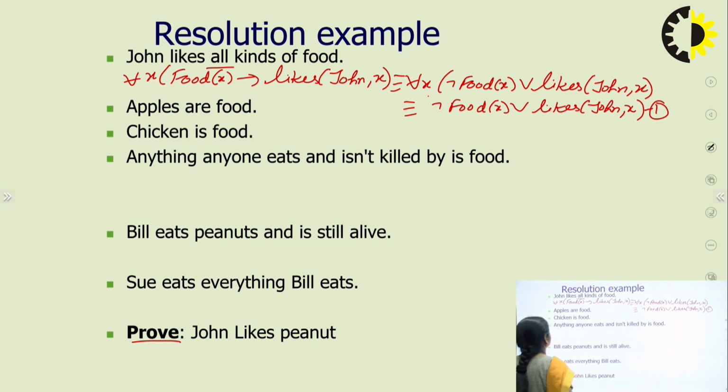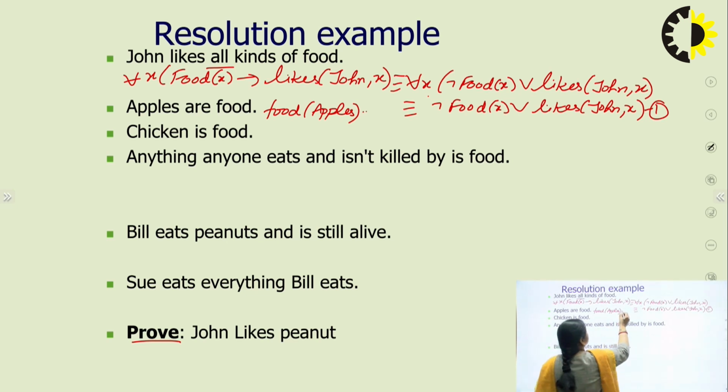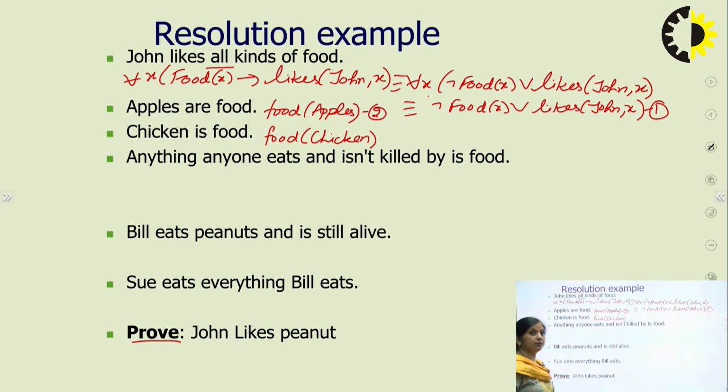Okay. Now second statement. What is the second statement? Second statement says that apples are food. So it is a simple one. Food, apple. This is a single predicate, so it is already in clause form. So let me denote it. Next is chicken is food. So food, chicken. Again, it is already in normal form because there is no other operator. So let me denote it 3. So I have got 3 clause form propositions till now.